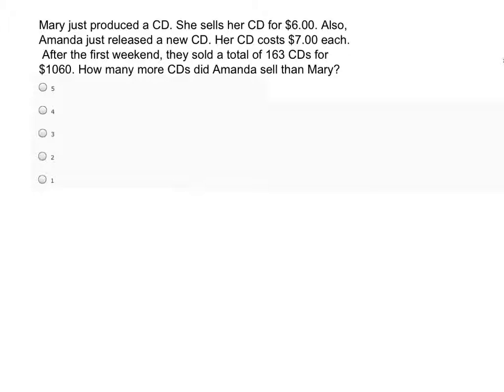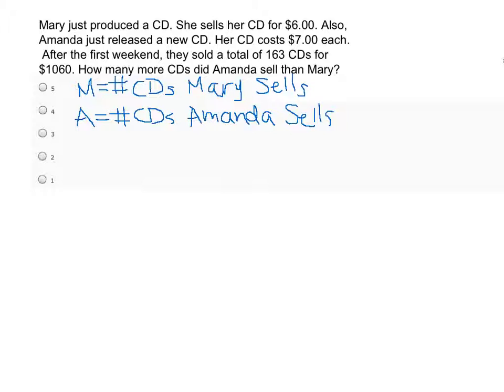So to begin, we need to set up a system of linear equations. So let's let M equal the number of CDs Mary sells and A equal the number of CDs Amanda sells. So now we want to create our equations, and we notice that one part of this tells us that they sold a total of 163 CDs. So we know that the number of CDs Mary sells plus the number of CDs Amanda sells is going to equal 163. So that gives us our first equation.